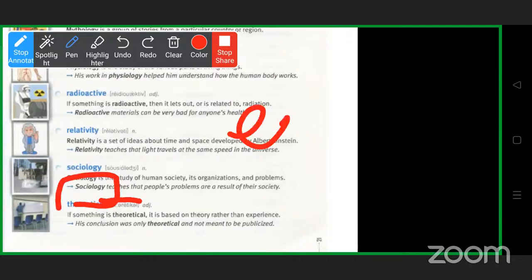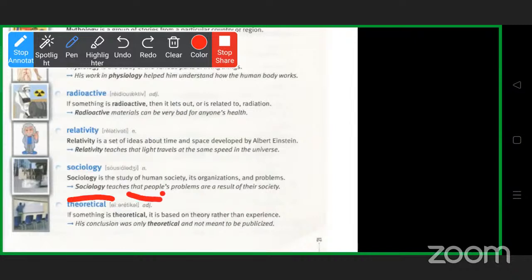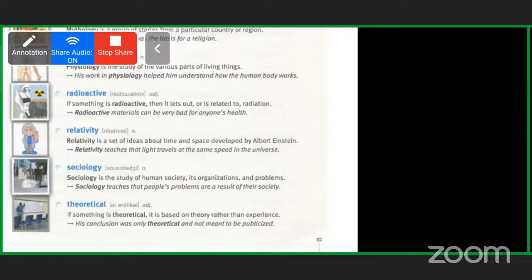So es is used with ch. I told you in the tenses, if you check my videos related to the tenses, you will be able to understand that. I have a separate playlist for the same. Sociology teaches that people's problems are a result of their society. Whatever happens in the society gives rise to new problems, and if people do not follow the rules and regulations made by the government, then definitely the society is going to fall apart. That's how sociology works.